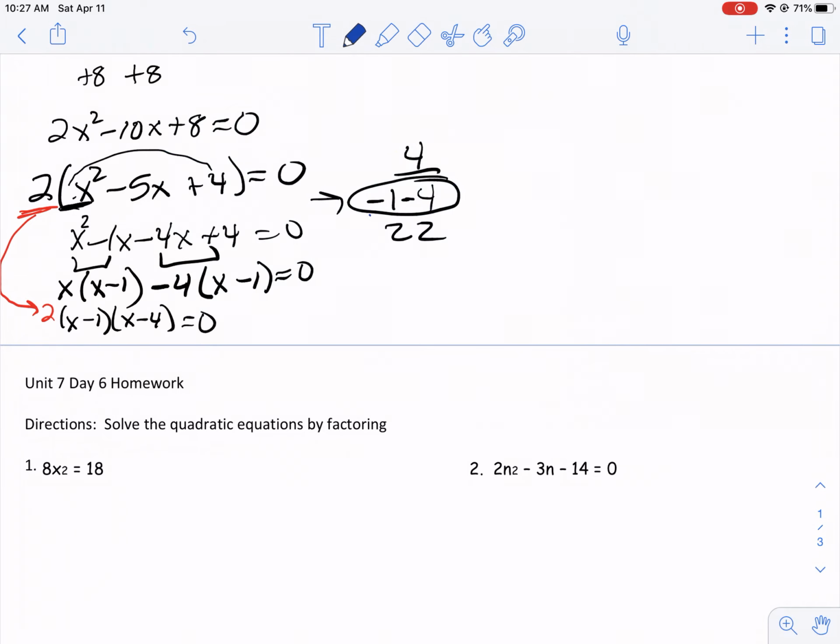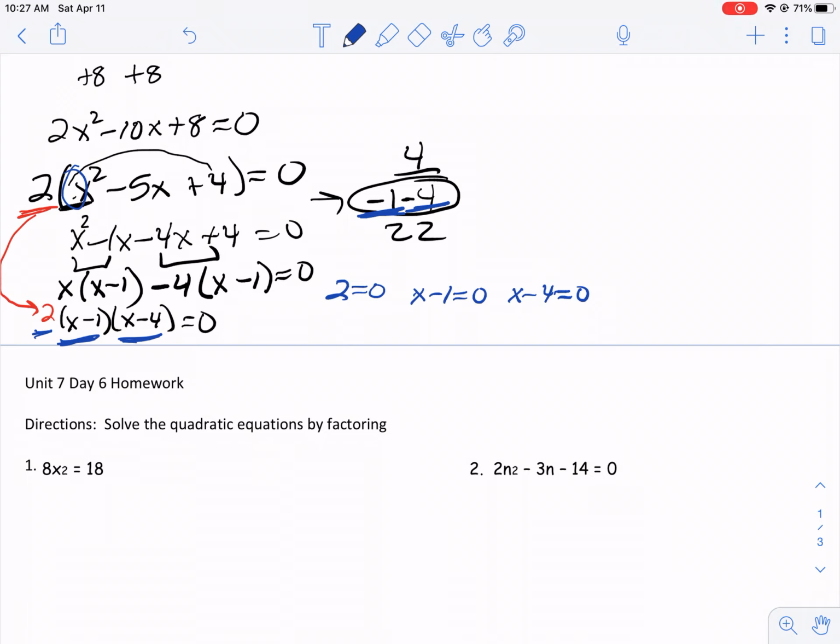Okay, now see, there's the negative 1, there's the negative 4, and that's what ended up in parentheses. So because there was no number in front of the x squared, I could have skipped the grouping stuff and gone right to that. All right, set each factor equal to 0. You have 3 factors here. 2 times the parentheses times the parentheses. Factors are things that get multiplied together. So you set all of them equal to 0. 2 equals 0, x minus 1 equals 0, x minus 4 equals 0.